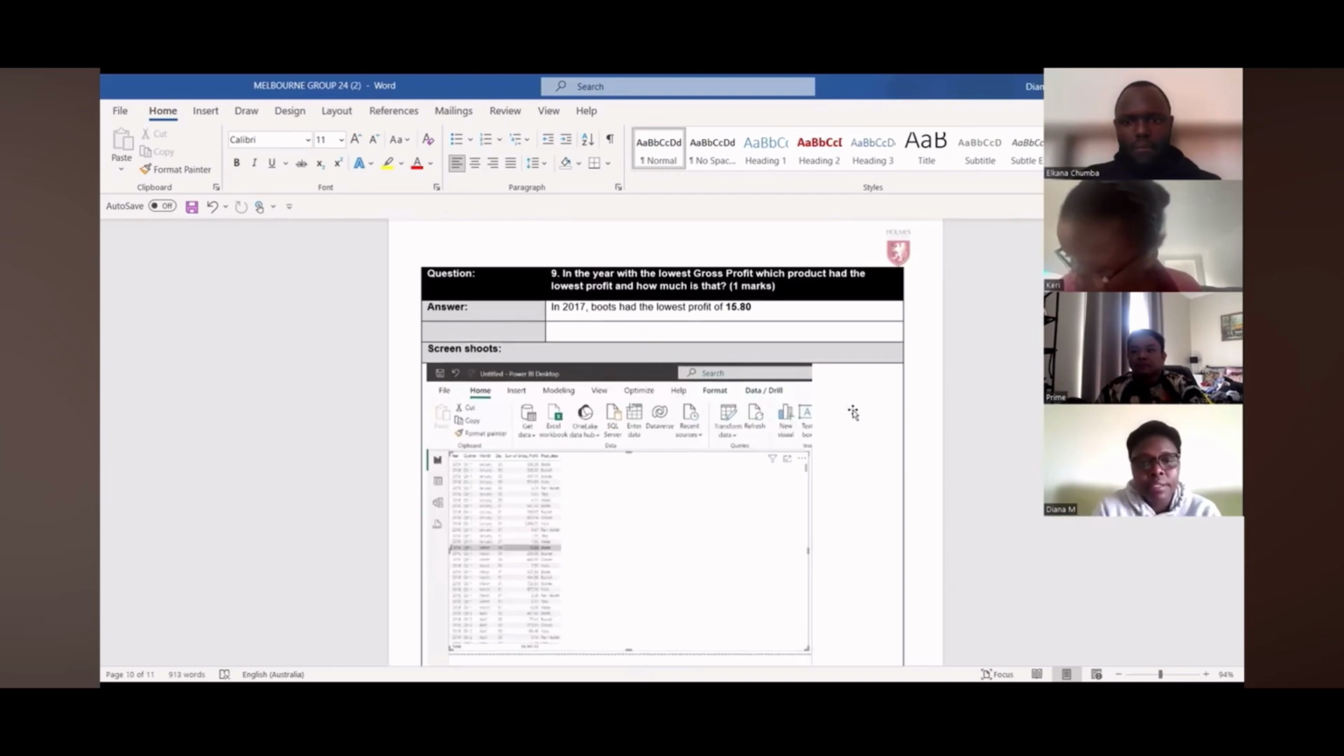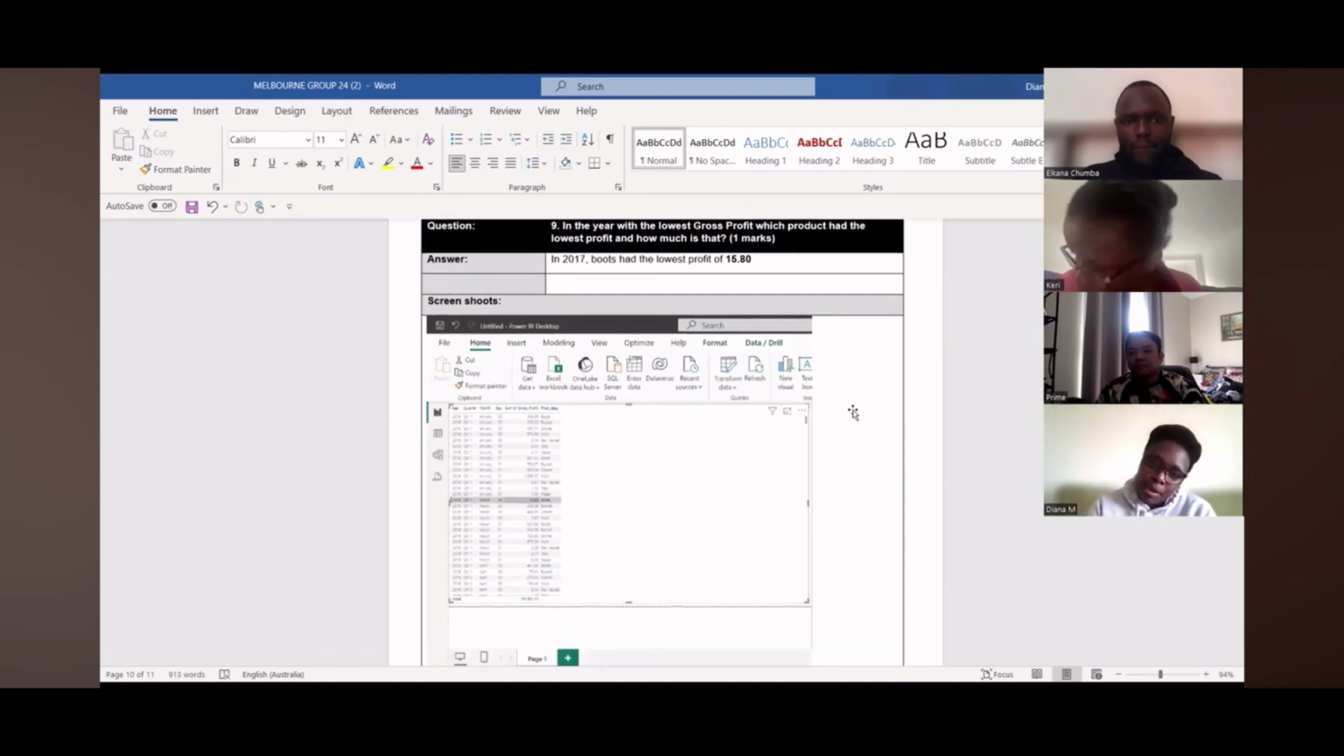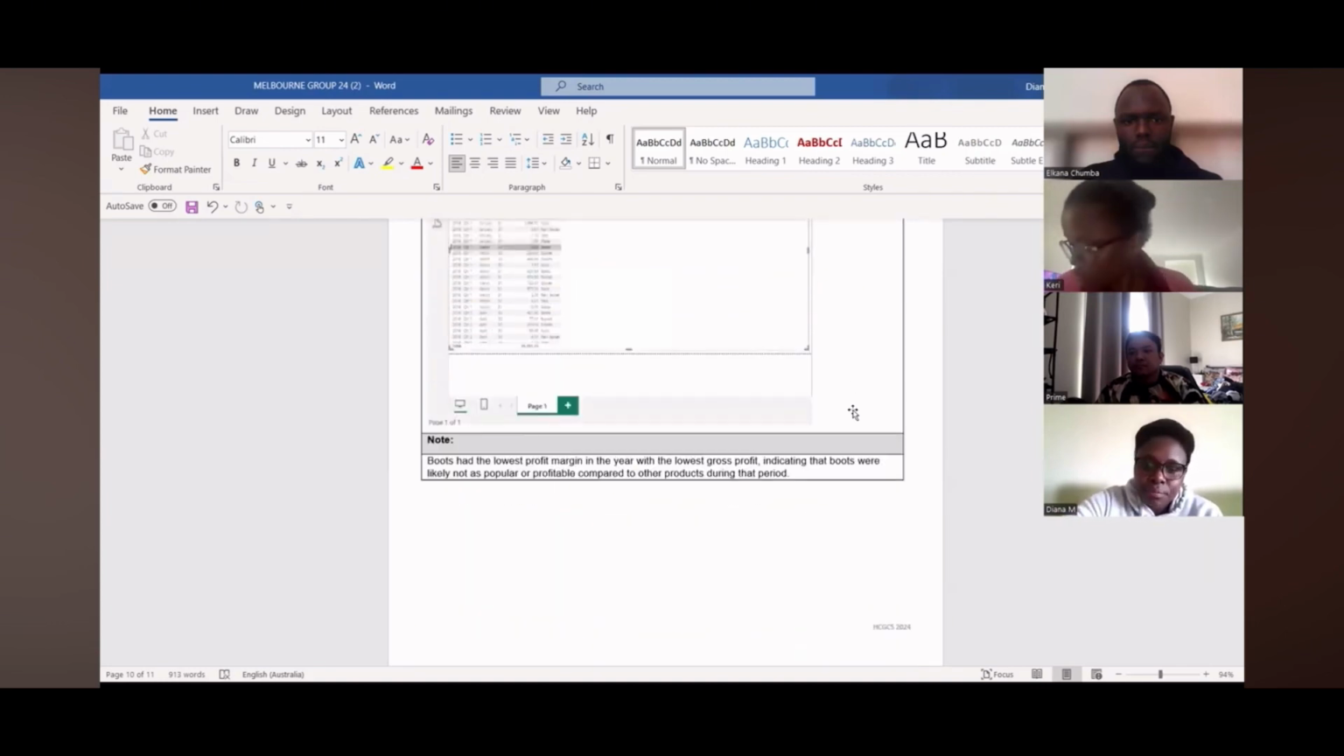Question number 9, in the year with the lowest gross margin, which product had the lowest profit and how much was it? Having analyzed the data again using Power BI, with this screenshot we can clearly see that in 2017, the Boots had the lowest profit of 15.8, indicating that the Boots were more likely to be popular or profitable at that period compared to other periods.